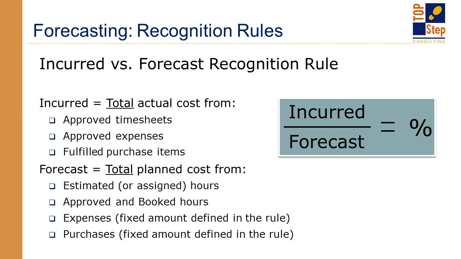And again, the incurred amount on the rule, you've got the option to look at different components, whether you're looking at timesheets, expenses, purchase items. You can also exclude certain items. So you've got different configurations there. And then again, your forecast. So those two numbers divided over each other is going to give you your revenue recognition percent complete there in terms of forecasting.